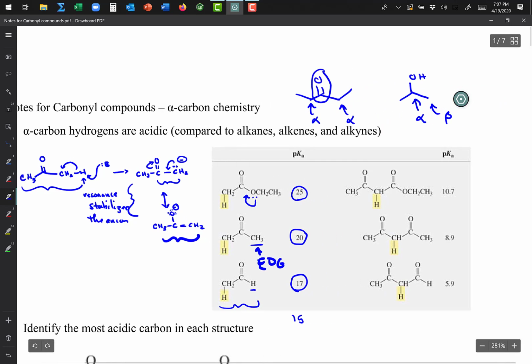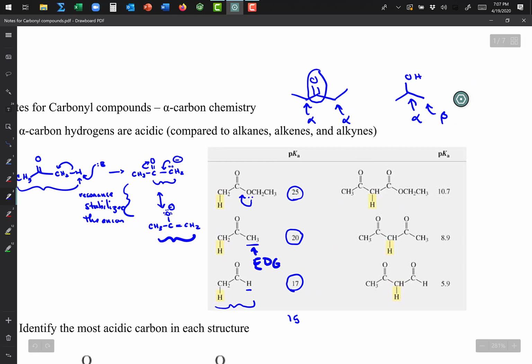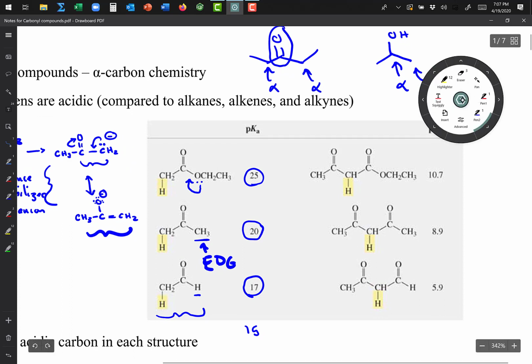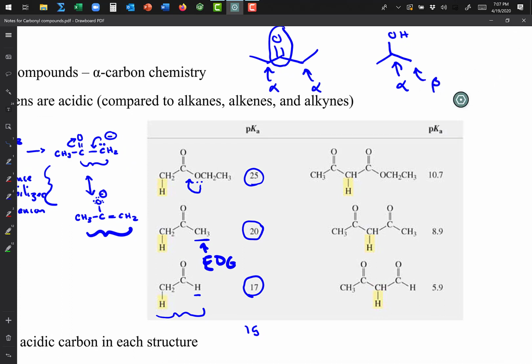Now, notice what happens if you have two carbonyl groups, alpha, right? There's one here and one here. So this carbon is alpha to both of them. You notice the pKa is 10.7. Because the pair of electrons that's left after the hydrogen is removed can delocalize two different ways, it makes it more stable. So it has two resonance structures instead of one.